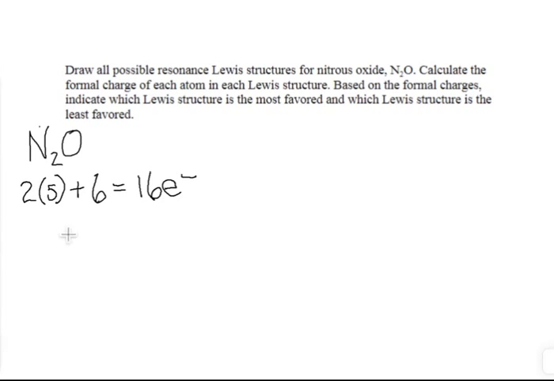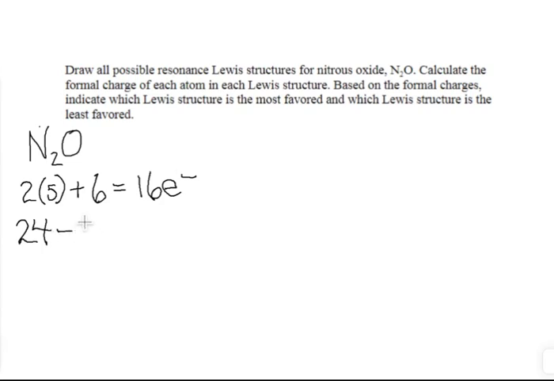Let's do needs minus owns divided by 2 in order to get the number of bonds, which is how we learned it the first year. Needs is how many electrons do I need to be happy? Every element needs 8 electrons except for hydrogen and helium and some exceptions like beryllium and boron. But everybody else, carbon, nitrogen, oxygen, fluorine, silicon, phosphorus, sulfur, chlorine, needs 8. So each nitrogen needs 8 and oxygen needs 8, for a total of 24. That's what we would need in order to be happy.